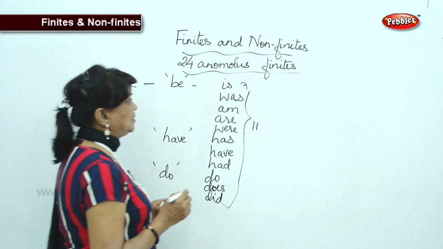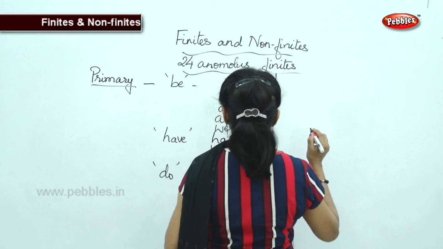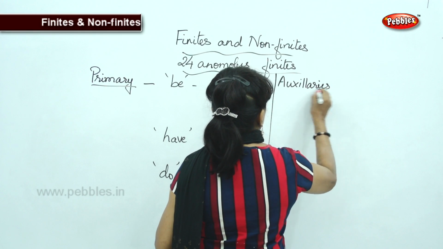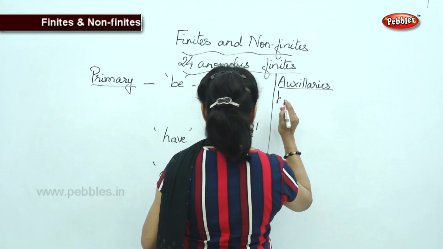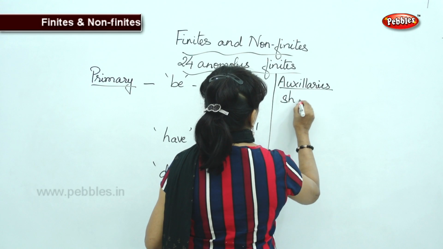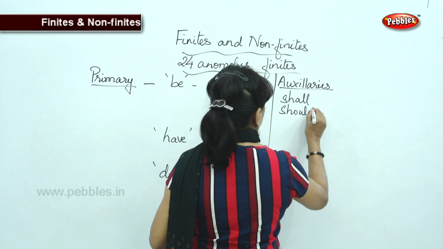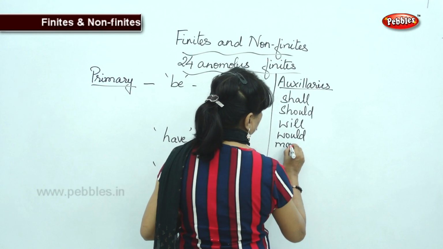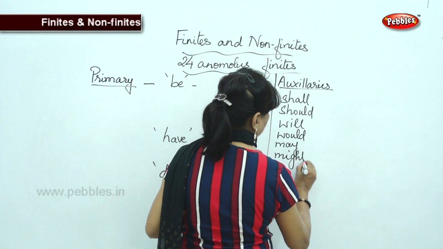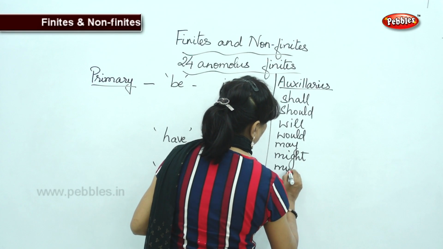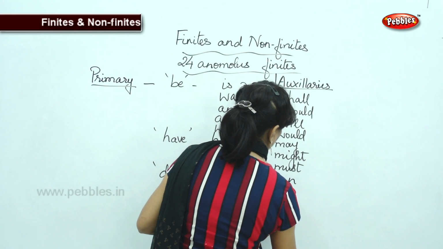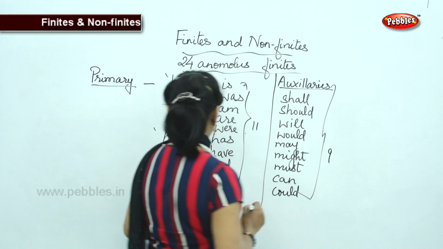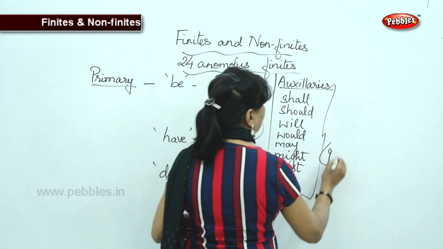Let's see the next division. The next is auxiliaries. And they are shall, should, will, would, may, might, must, can, could. How many are there altogether? 9. These are 11 and these are 9.